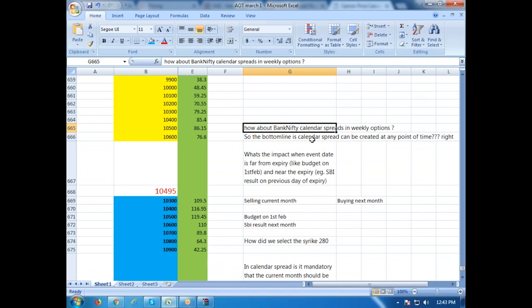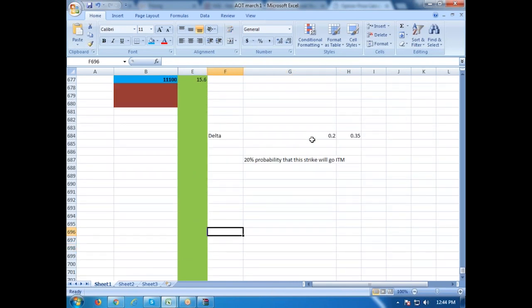I got a question from Vaid, which is, how about Bank Nifty spread in calendar weekly options? Bank Nifty has weekly options, and you can do calendar spreads in those too, across two weeks. Let me talk about weekly options. Week 1, 2, 3, week 4, and monthly expiry. This is how a month is laid out in Bank Nifty.